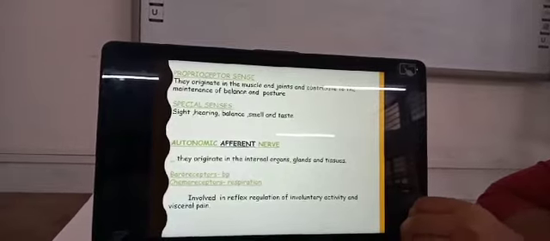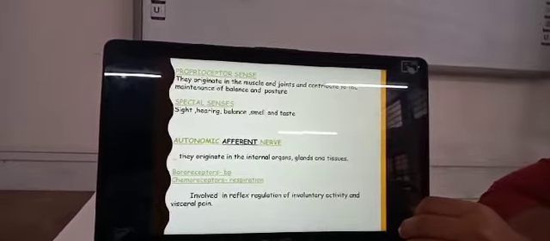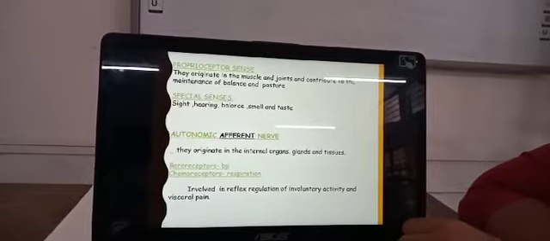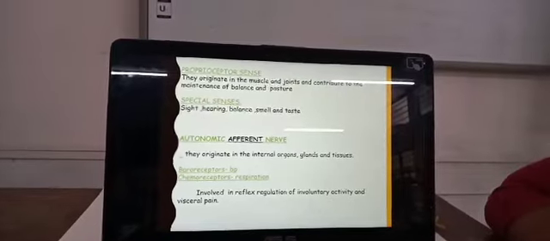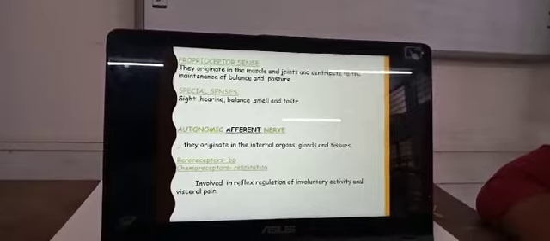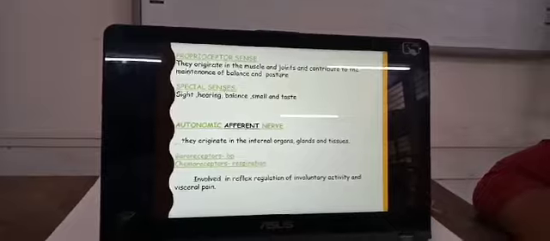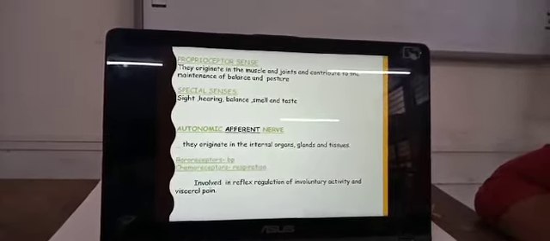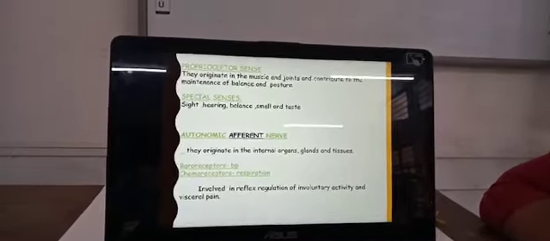What do you understand by this word? It means it originates in the muscles and the joints, and it contributes to the maintenance of balance and posture. When you want to sit on a chair, if you are able to sit straight, it is because of proprioception. Some of you wear spectacles. When you take your spectacles off, you find it very difficult to walk. So when you wear your spectacles, you can walk properly. So all these are because of proprioception.